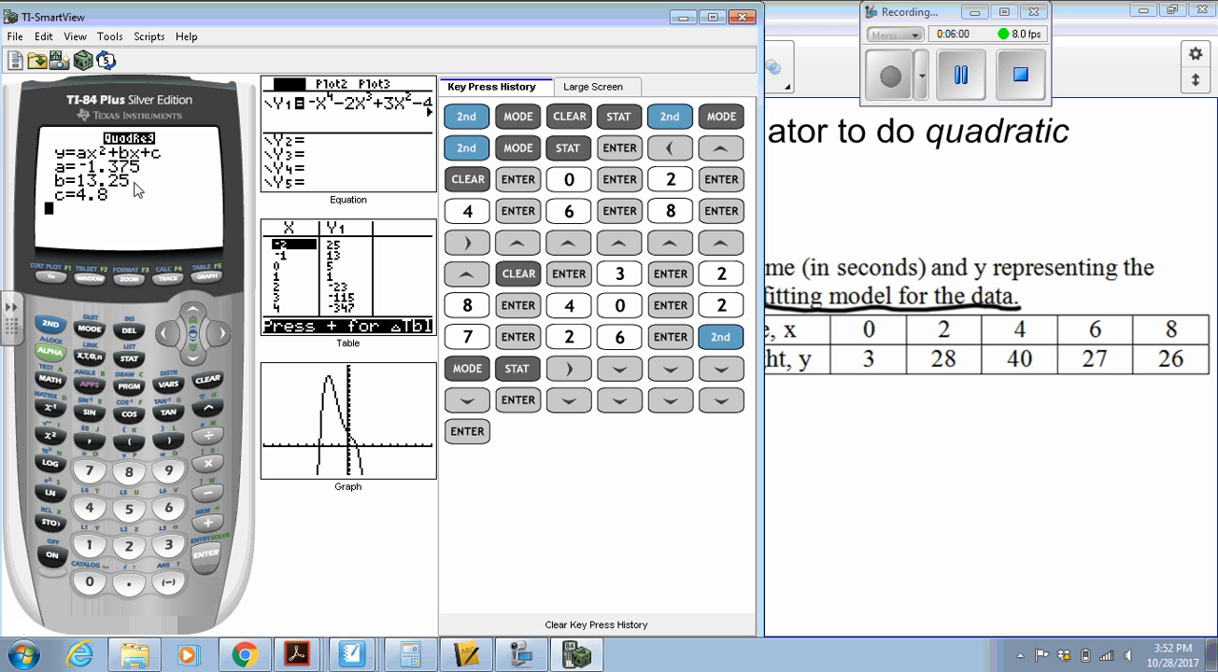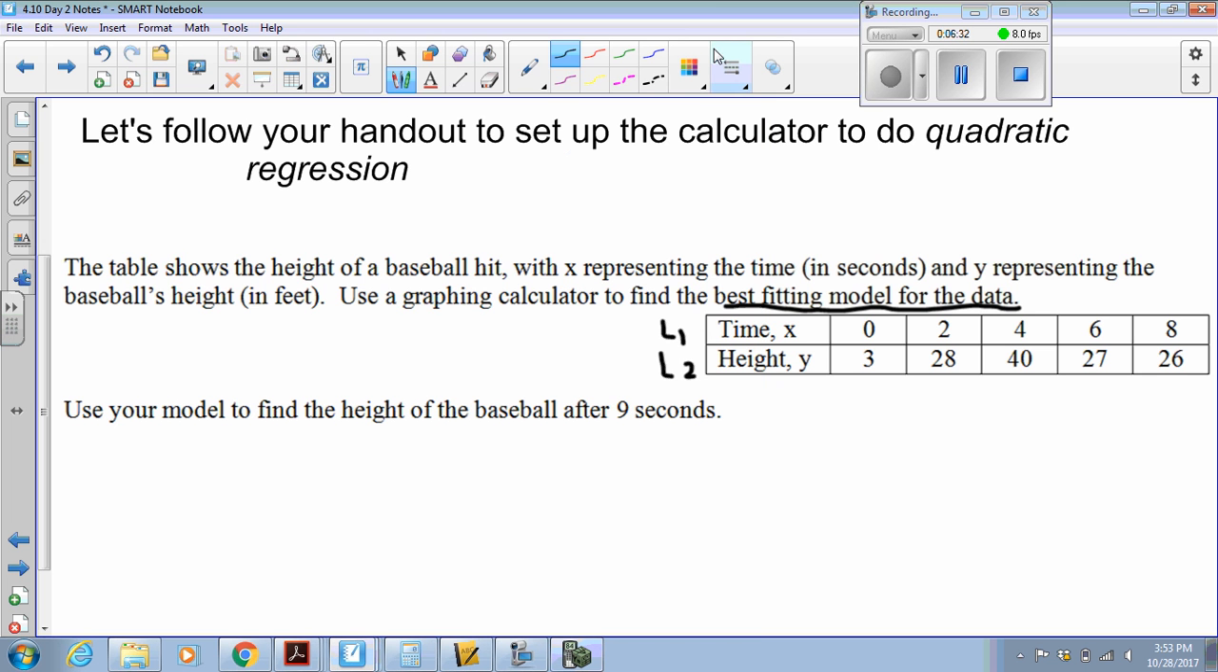And then here it gives us our quadratic regression. Now remember, we are writing our answer in standard form. Remember, that is the ax squared plus bx plus c. Now you notice it says a equals negative 1.375. So that's our a value, so we're going to plug that in for a. Our b value is 13.25. We'll plug that in. And then our c is 4.8. So we're going to go ahead and plug all of this into our standard form to write our quadratic regression.